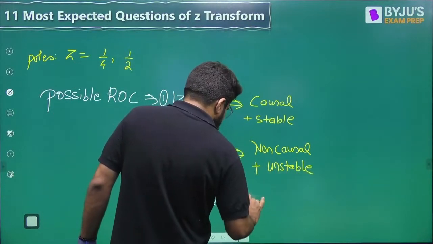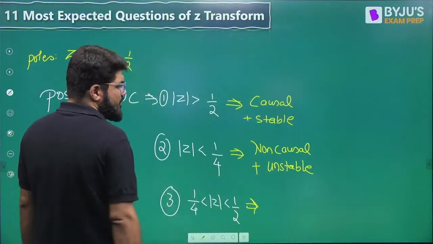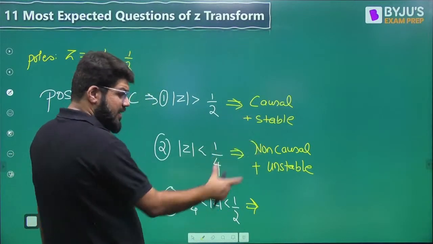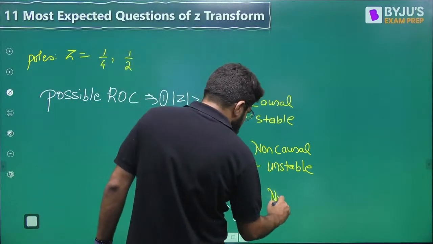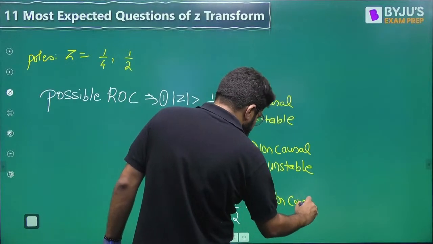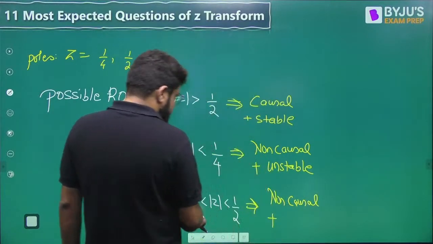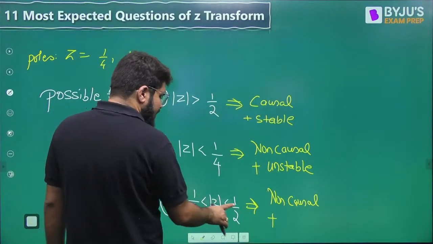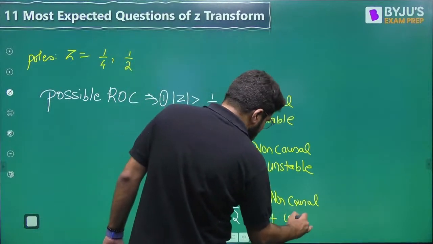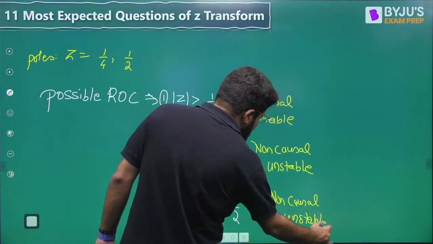ROC between 1 by 4 and 1 by 2. Again, the ROC is not exterior, it's a ring, so it is non-causal. And 1 by 4 to 1 by 2 cannot include the unit circle again. This is the complete story.